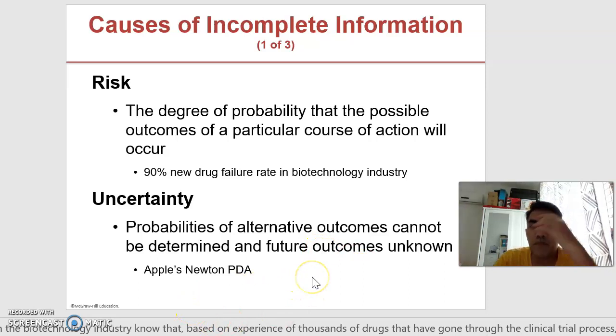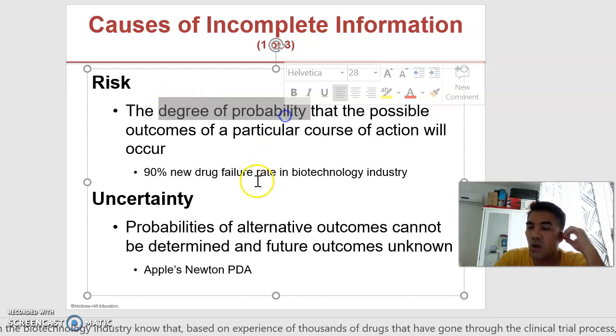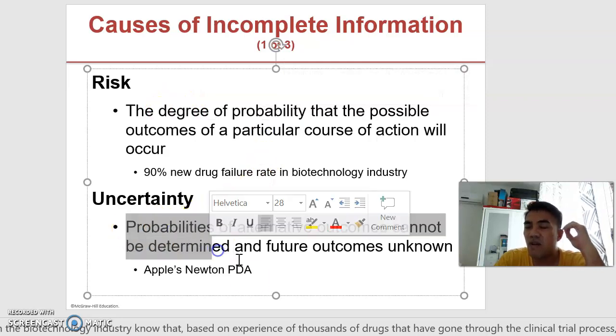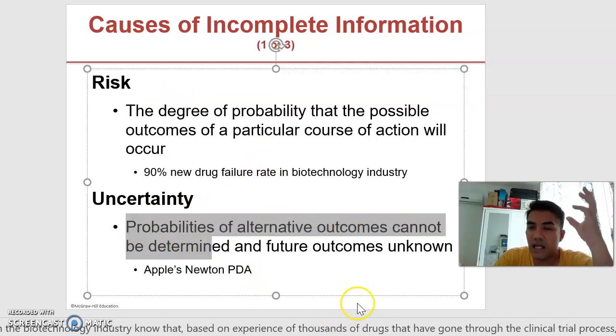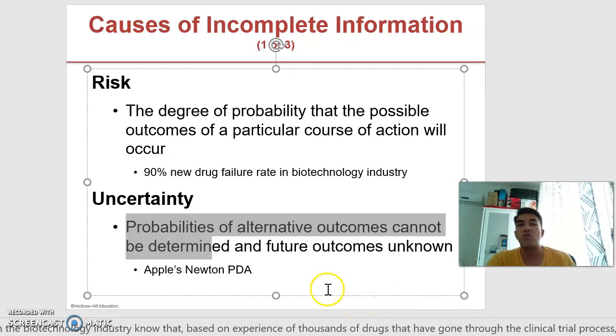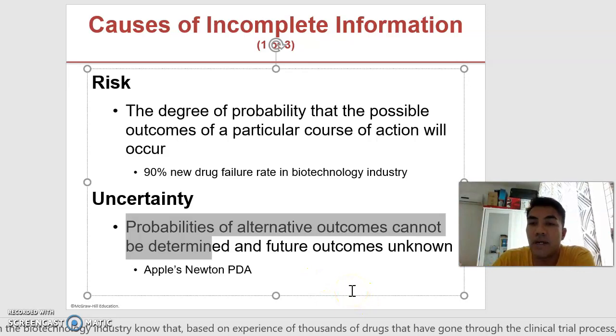Uncertainty: probabilities of alternative outcomes cannot be determined, and future outcomes are unknown. Kalau risk, we can calculate the probability. So when we talk about uncertainty, level of difficulty dia lebih tinggi sedikit, it is much higher, because you cannot determine the probability, and you do not know what the future outcomes are. So you are going to make a wild guess, and see how it goes.